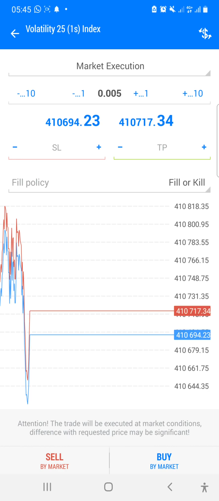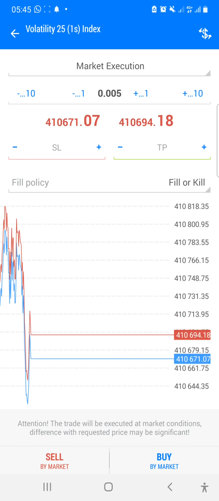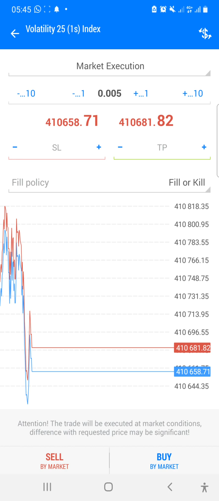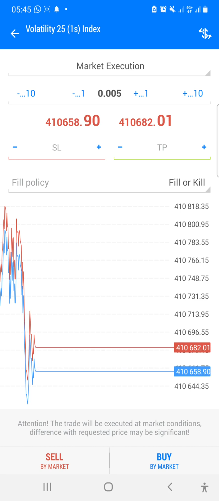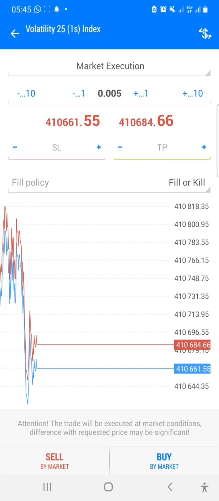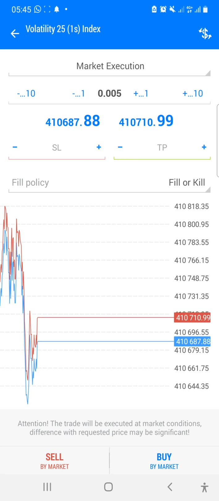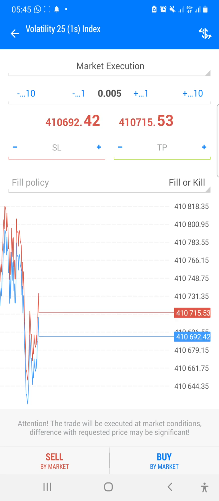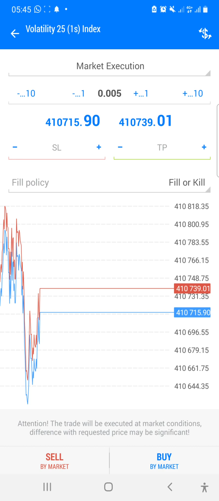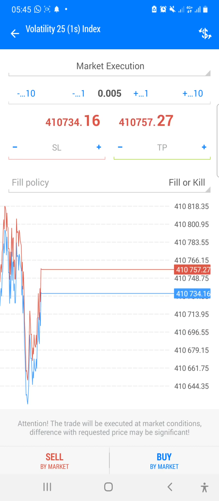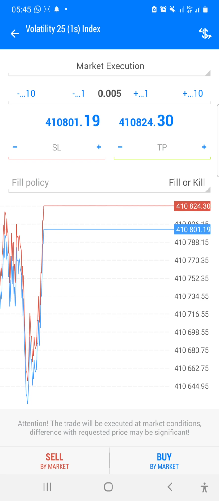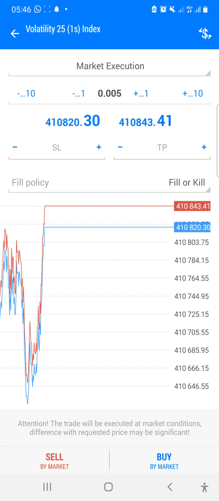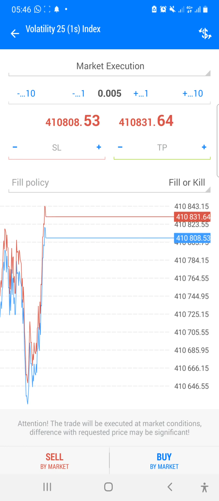0.005, which is even lesser than the 0.01 least lot size in the forex market, which is half of that. So it means that 0.01 lot size is $0.1 per pip, but in this case, 0.005 lot size is what? 0.05 dollar per pip. I don't know if you guys understand me.